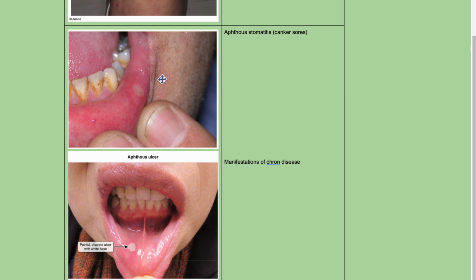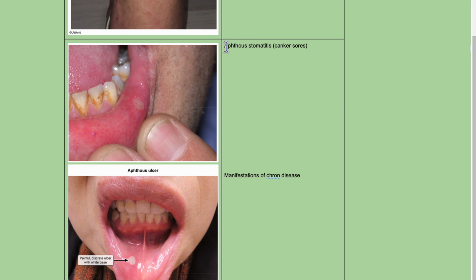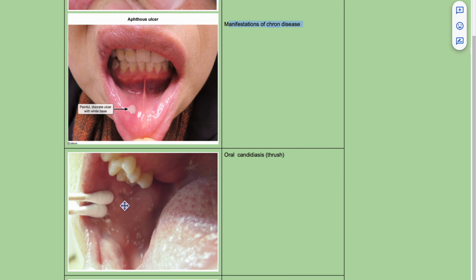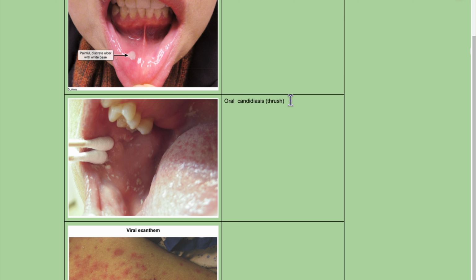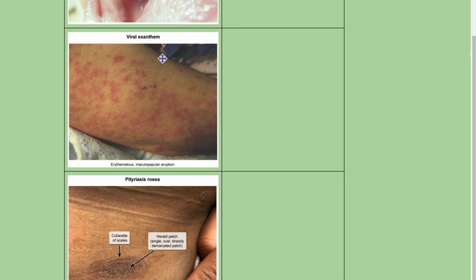Aphthous stomatitis, canker sores. Remember, canker sores are also known as aphthous stomatitis or aphthous ulcer. Manifestation of Crohn's disease, painful, discrete, with white base. This is oral candidiasis, thrush, AIDS-defining illness. Viral exanthem, it's an erythematous maculopapular eruption. I don't remember a question on this. I think it's just one of those explanations that I've got this picture from.